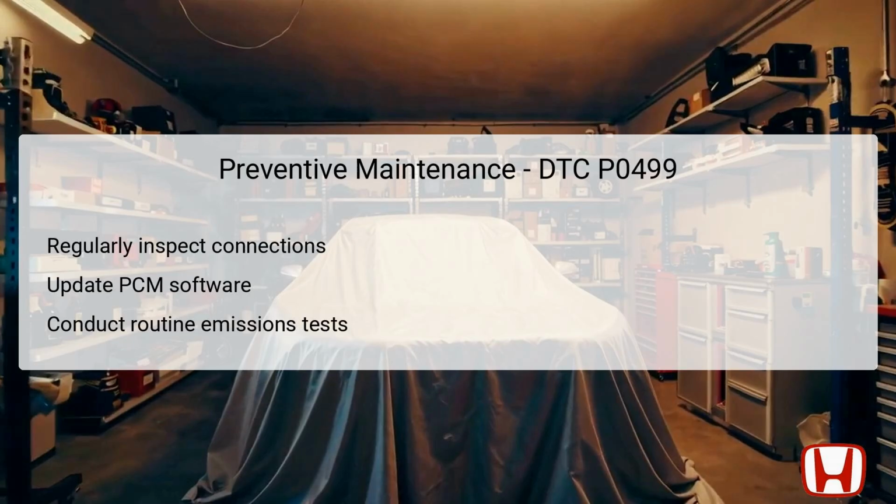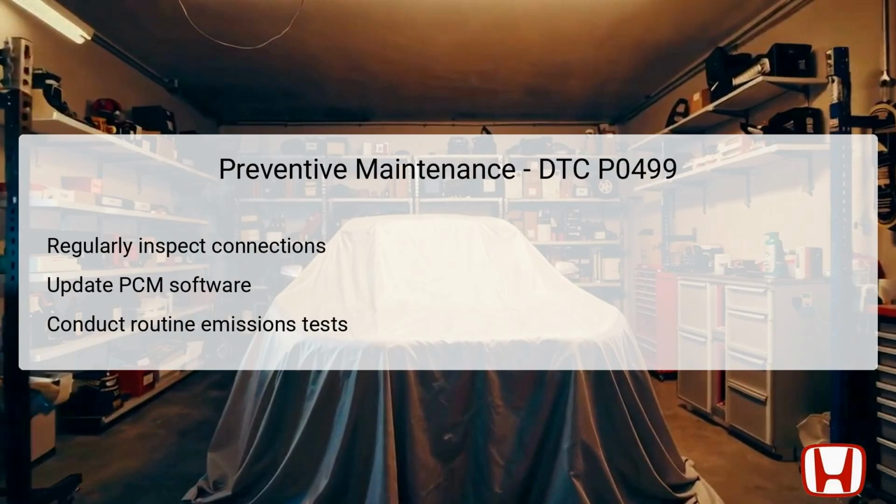Preventive maintenance is essential to keep the system functioning as expected and to prevent future occurrences of DTC P0499. Start by regularly inspecting the electrical connections related to the EVAP canister vent shut valve. This helps to identify any potential wear and tear or corrosion before it becomes an issue. It's also wise to keep the PCM software updated, as software enhancements often resolve known issues and may enhance performance.